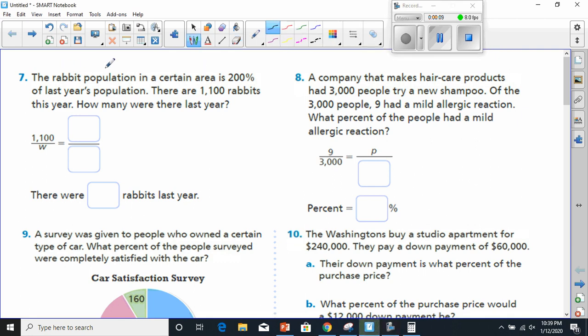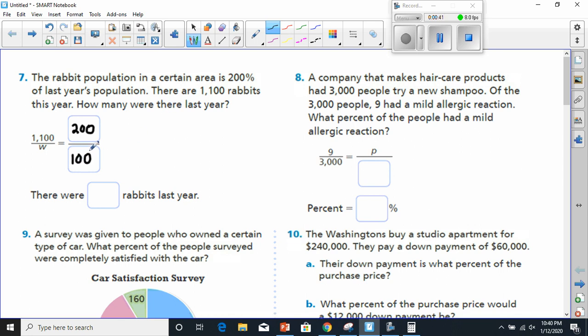Starting at number 7, it says the rabbit population in a certain area is 200% of last year's population. There are 1,100 rabbits this year. So this year's population is equal to 200%. How many were there last year? Well, it had to be 100% last year.